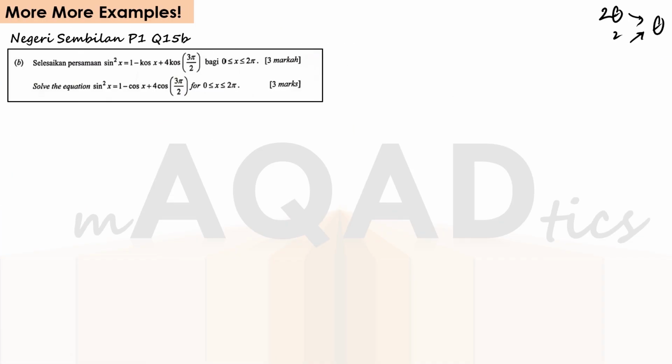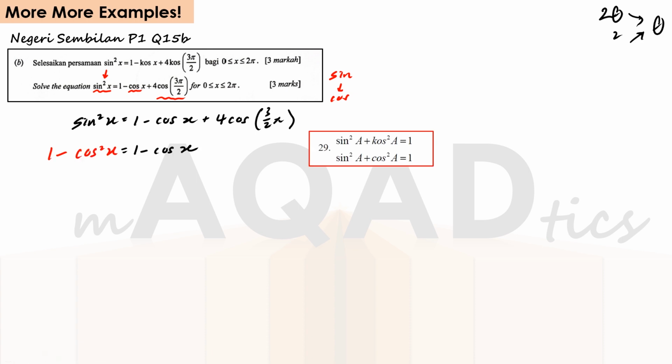More examples we have from Negeri Sembilan, and our equation here has sine square x and cos x. This one technically is not a function because the value is given. Again, we have square, so this means we need to change from sine to cos. For this one I would use a similar approach to the Terengganu question, which is to use this formula to help us change to become cos.